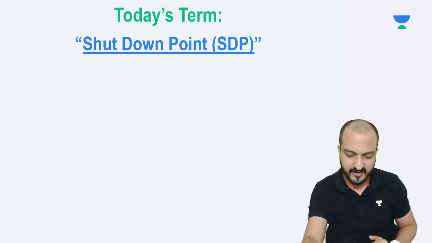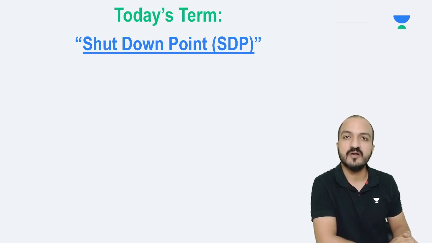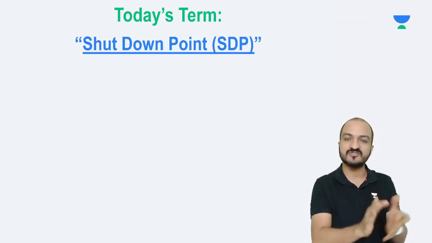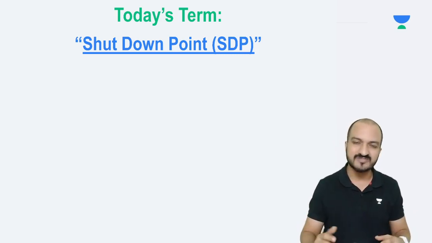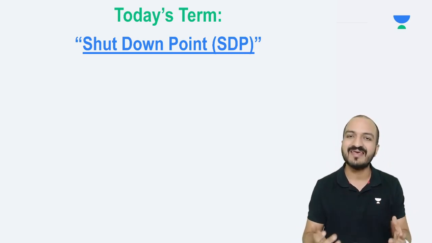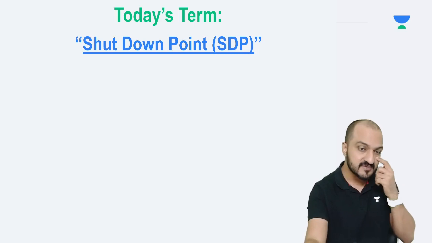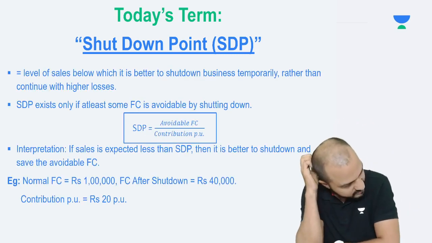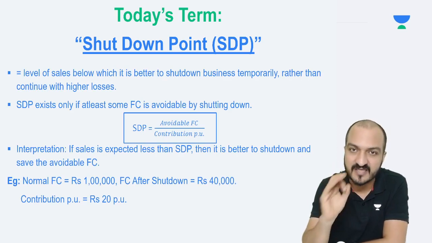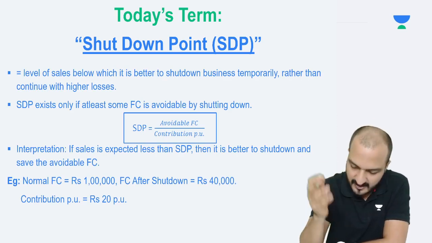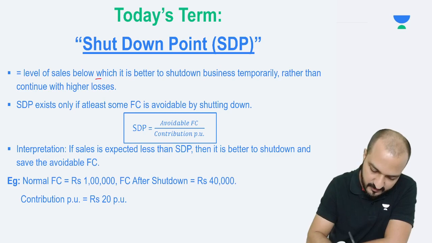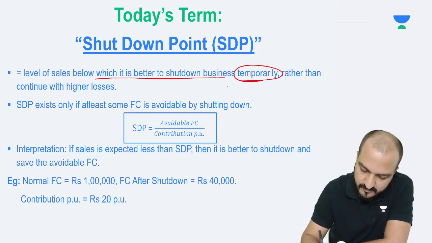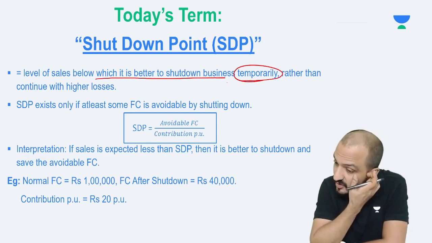Now, my term for today is a term called shutdown point. Shutdown point. Now, what exactly is shutdown point? This is used again at many places in costing. This is a general tool in many calculations of costing, right? Mostly this is part of CVP analysis. But what does this mean? Well, shutdown point is a level of sale below which it is better to shut down my business, but shut down temporarily rather than continue with higher losses.